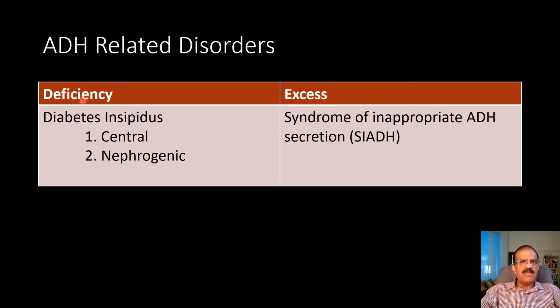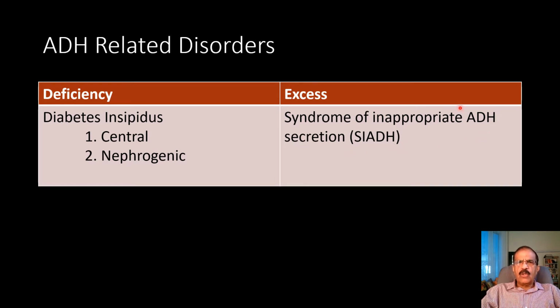But sometimes ADH may be present in sufficient quantities, but there is some problem with the kidneys, and kidneys are not responding to ADH, and the patient has the symptoms of diabetes insipidus. So we have two types, and whenever antidiuretic hormone is in excess, that condition is called syndrome of inappropriate ADH secretion. Actually, syndrome of inappropriately high ADH secretion, you could call it.